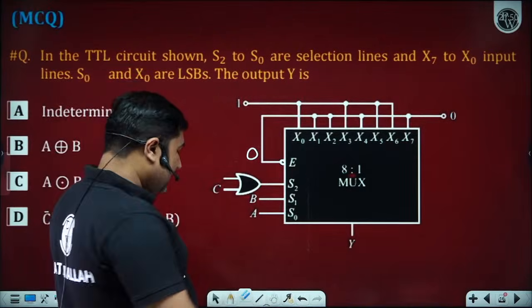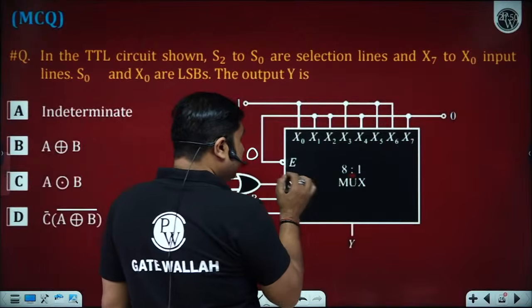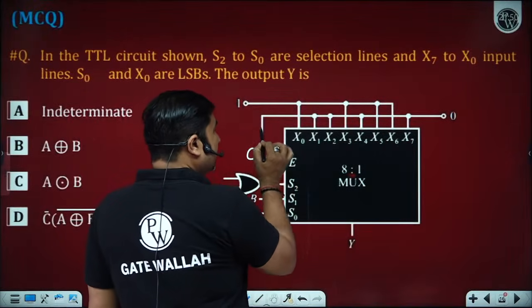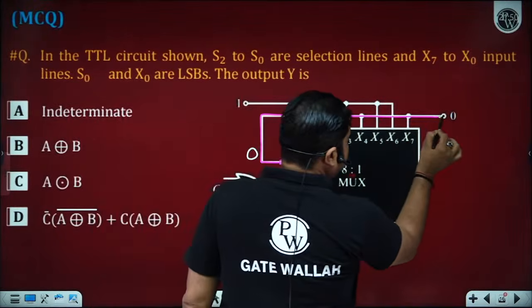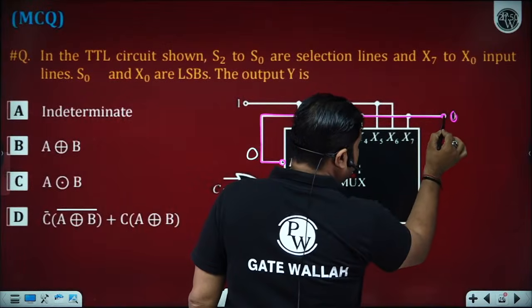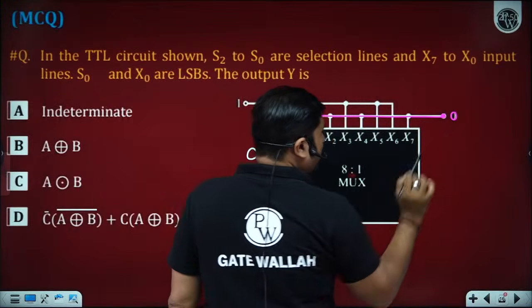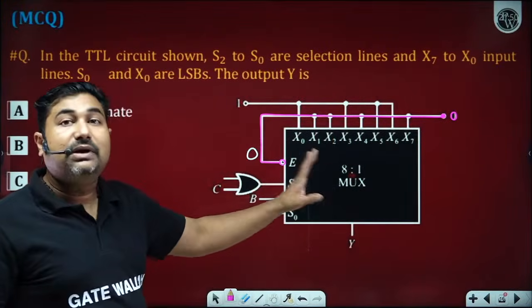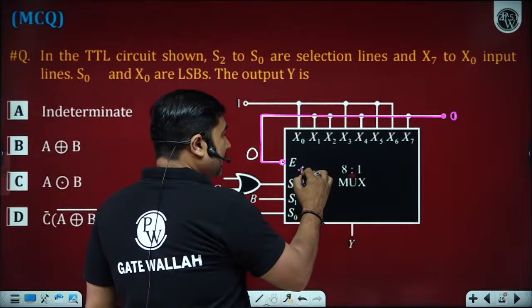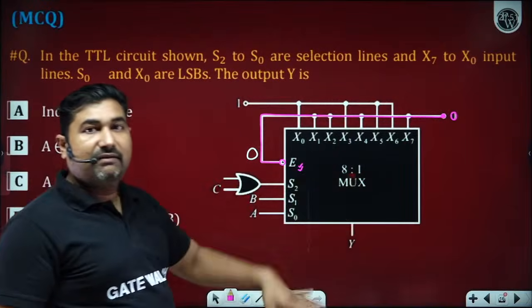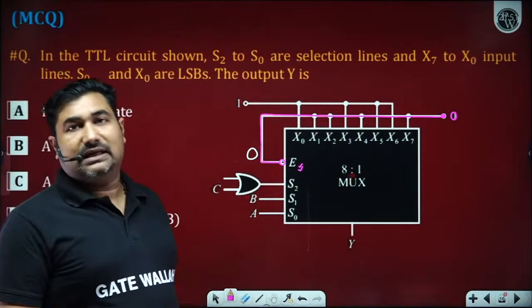Great. So it can be clearly observed that this is connected to logic level 0. So what does it mean? It means the circuit gets enabled. The multiplexer will have an output depending upon the input and select line.